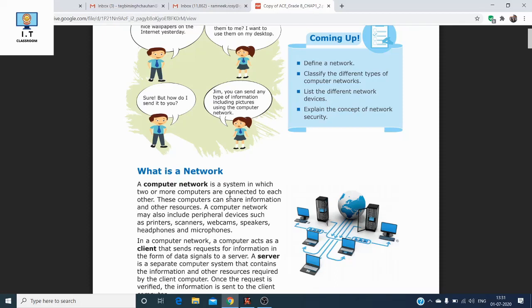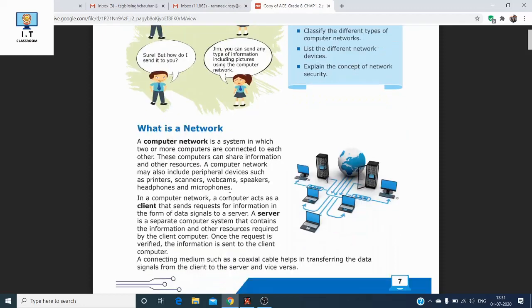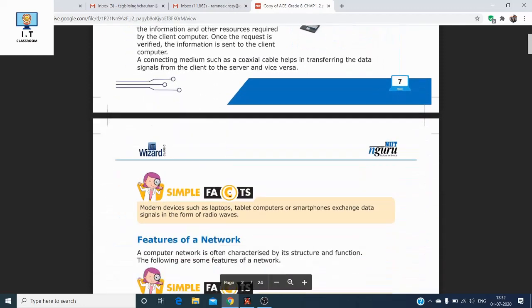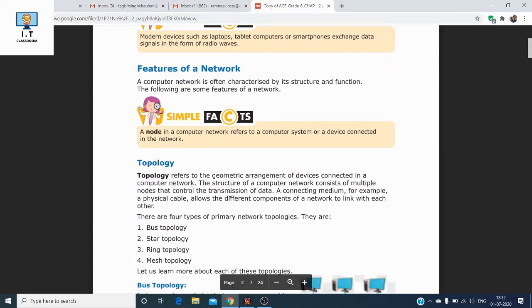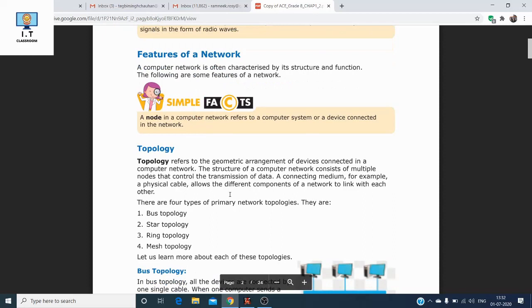Do you know why we need a network? You can share resources such as hardware devices, software programs, data, and information with the help of a network. Sharing resources saves time and money. Now we are going to discuss different features of a network. A computer network is often characterized by its structure and function. The following are some features of a network.